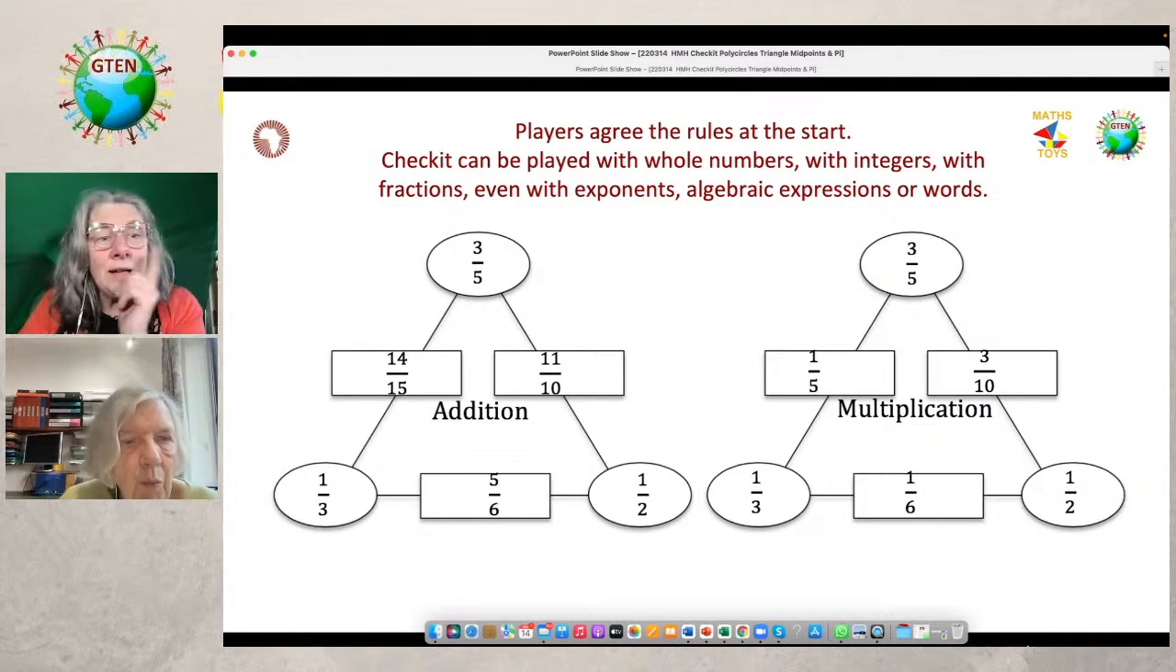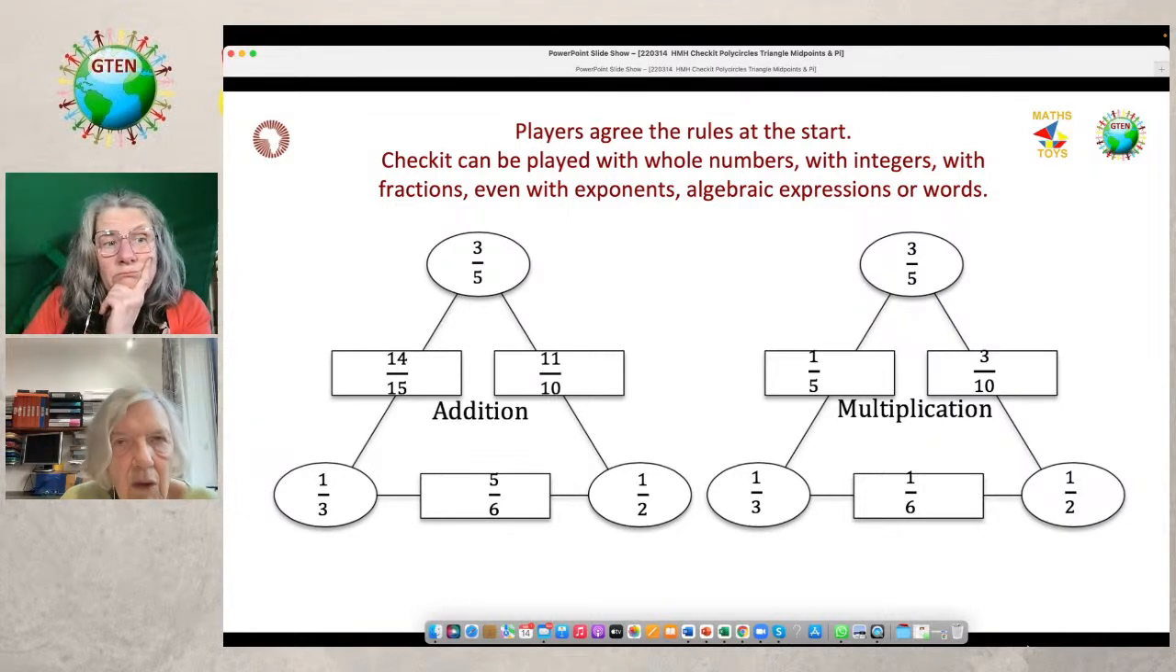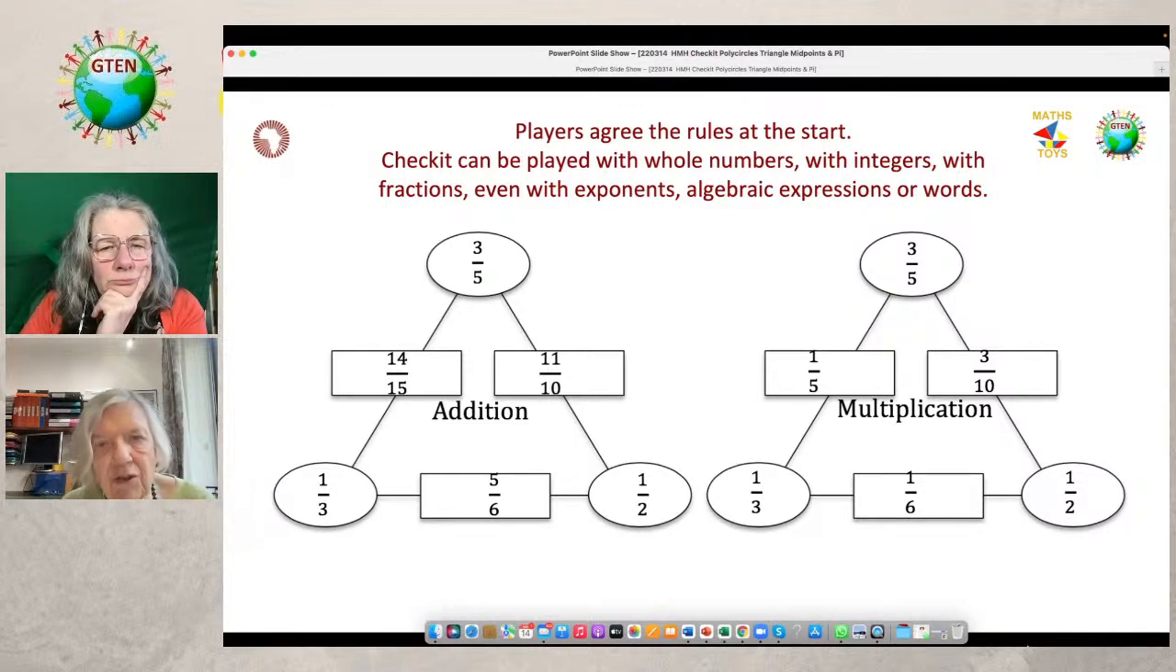Now, algebra. So what we've been doing is adding. But why not do multiplication? Well, might as well. It's easier to multiply fractions than add them. Yes. So there's the answers already given for that Checkit. So to just recap on the rules that we play, but you can vary the rules.